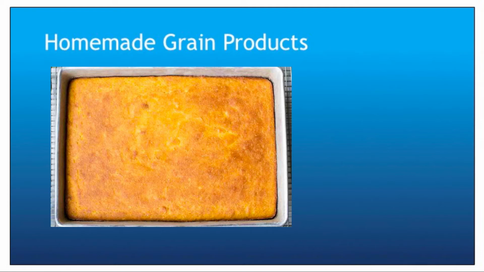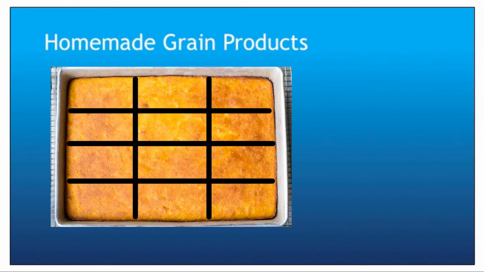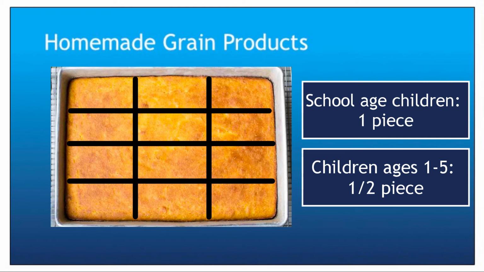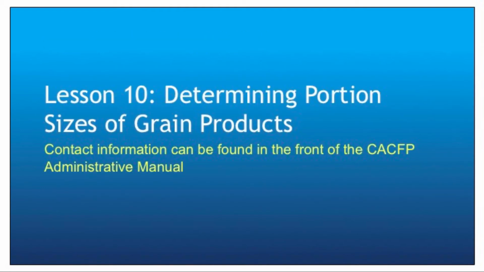In this example, it is recommended to cut the recipe into 12 pieces rather than 6. School-age children would receive 1 piece, and children ages 1 through 5 would receive 1/2 piece. This concludes the lesson on how to determine portion sizes for grain products. If you have questions, please contact your CACFP consultant or the state agency. Contact information can be found in the front of the manual.